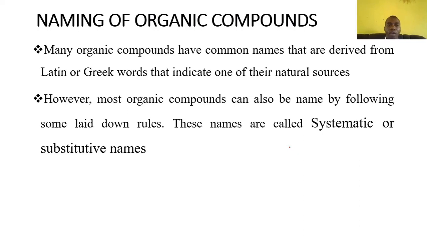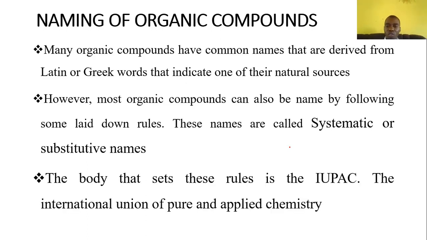However, most organic compounds can also be named by following some laid down rules, and these rules are called systematic or substitutive names. So the names that you come up with by following a set of laid down rules are what we're going to call the systematic names or the substitutive names. The body that sets up these rules is called the IUPAC. The acronym IUPAC simply stands for International Union of Pure and Applied Chemistry.